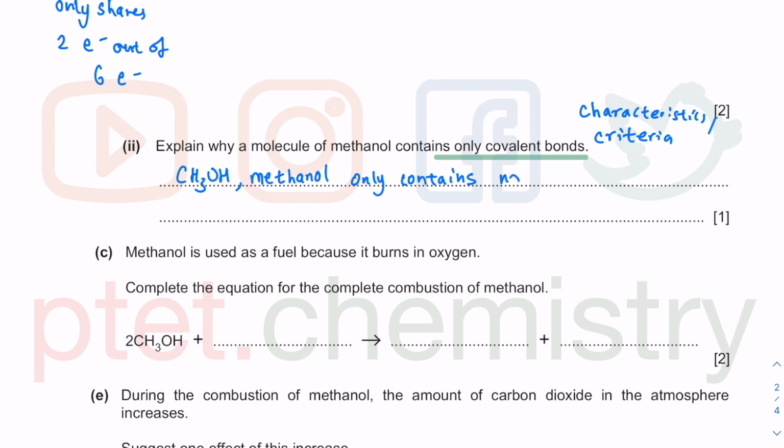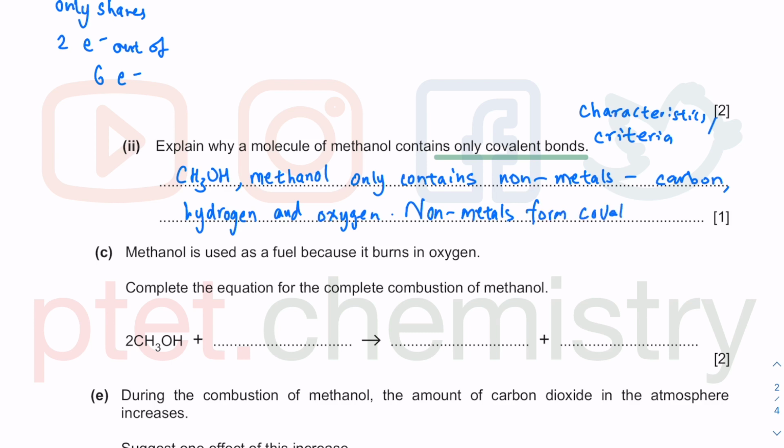So what are the nonmetals? We have carbon, C. We have hydrogen, H. We have oxygen, which is the O. So nonmetals and nonmetals only form covalent bonds with each other. So nonmetals share electrons with each other. That means nonmetals form covalent bonds with nonmetals. If you have metal and nonmetal, then you have ionic bond.